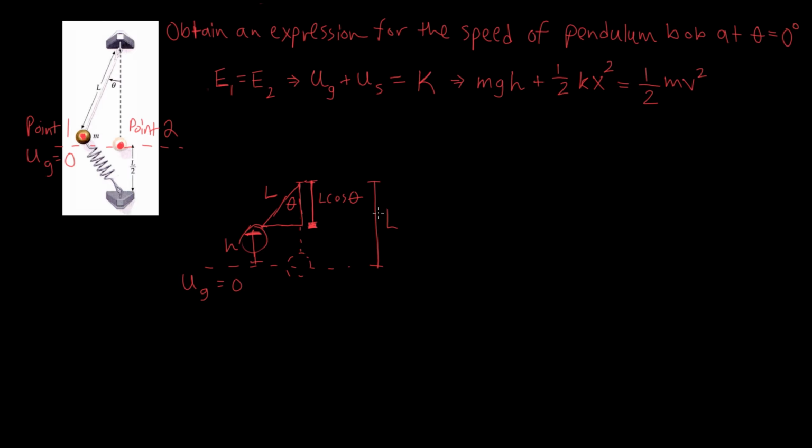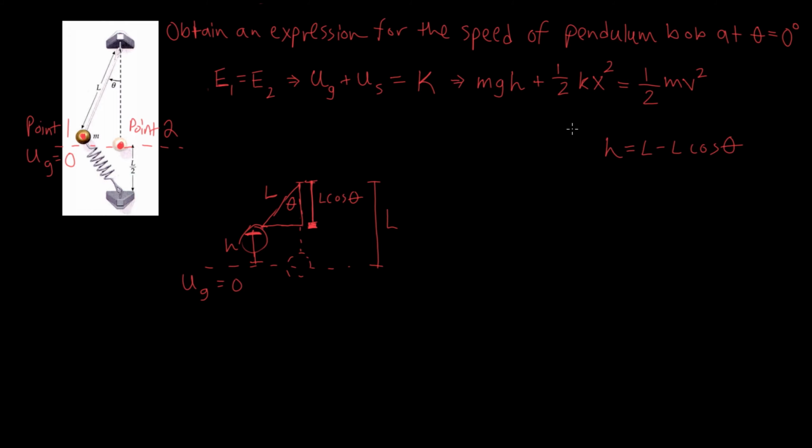So since we're solving for the value of h, we can just take the difference between L and L cosine theta. If we did that, we would get that h is equal to L minus L cosine theta. That's how far the pendulum bob is from its potential equals 0 line. That's the vertical distance the pendulum bob is from the 0 line. So now we have come up with a value of h in terms of our given variables.